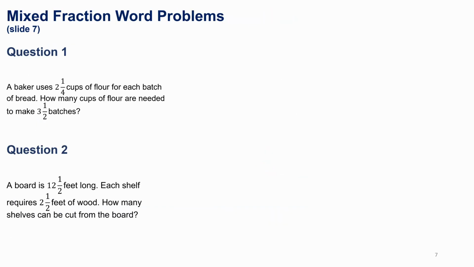The final two questions are some mixed fraction word problems in which we're trying to identify the type of operation we're using to solve for a contextual type problem. So we have a baker uses 2 1/4 cups of flour for each batch of bread. How many cups of flour then are needed to make 3.5 batches?